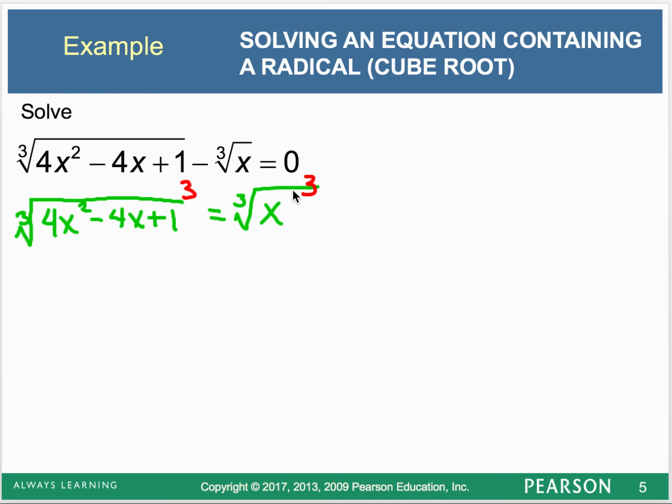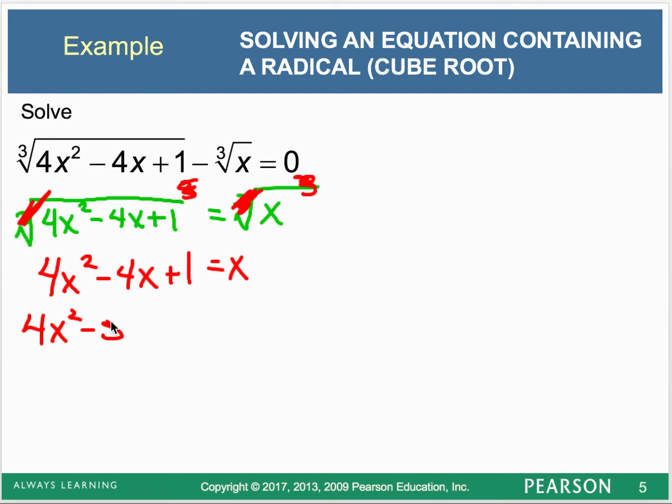These actually are easier because the only ones they're going to give you are ones where both roots go away. They're not going to expect you to cube a binomial over here, right, at this step in the game anyhow. So they're really easier. The entire radicals will go away in one step on these higher powers. And so we're left with 4x squared minus 4x plus 1 equals x. If I subtract x from both sides, I get 4x squared minus 5x plus 1 equals 0.